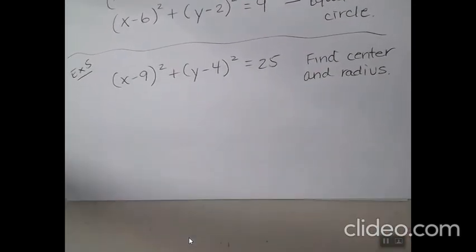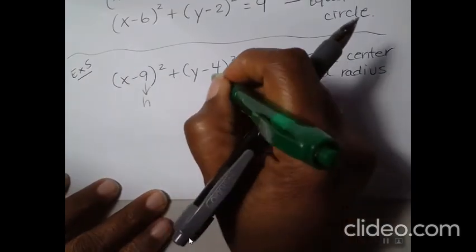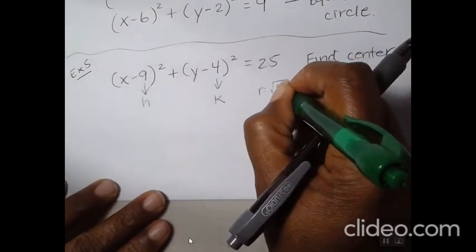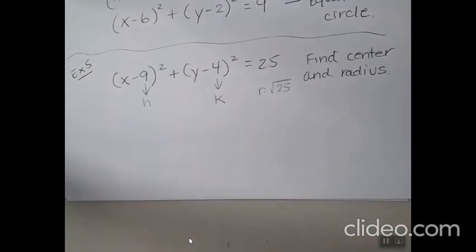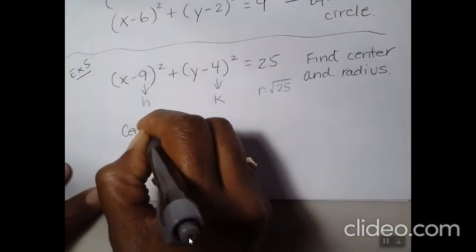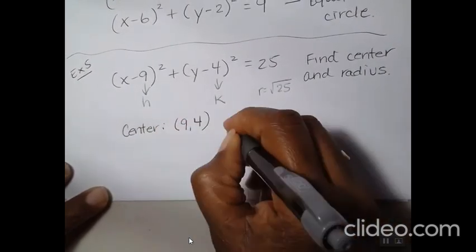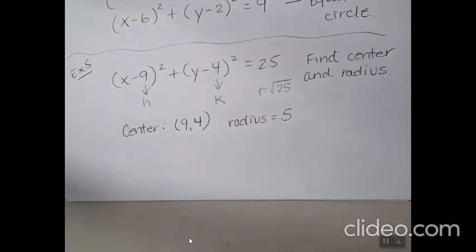Well, we know that x minus the value here is our h, y minus the value here is our k, and r equals the square root of this value on the equal side. So our center is (9, 4), and our radius equals the square root of 25, which is 5. We found the center and the radius by just looking at the general form of the equation.